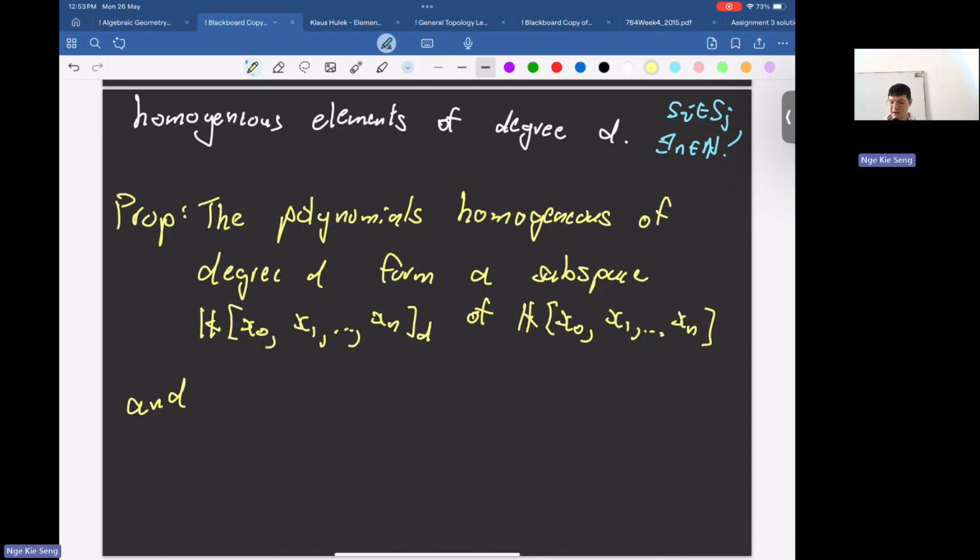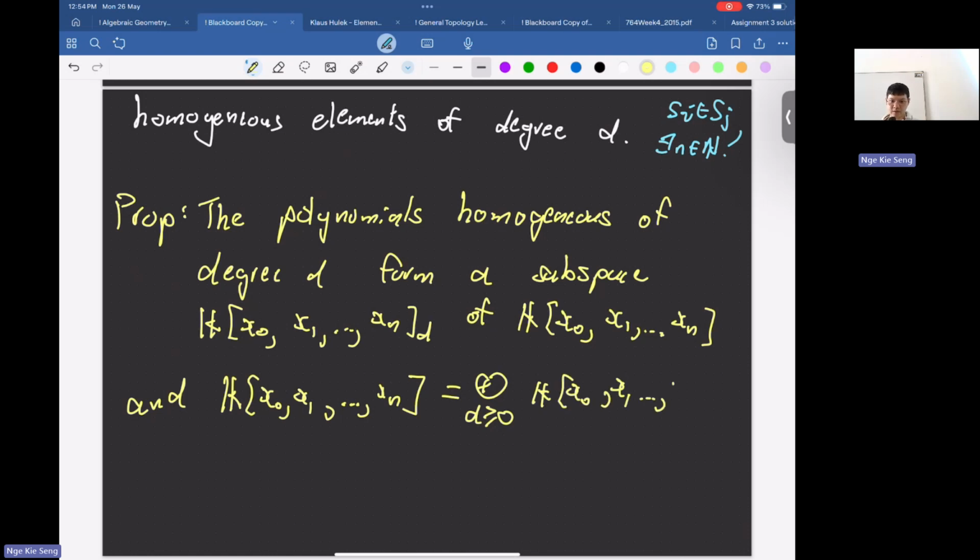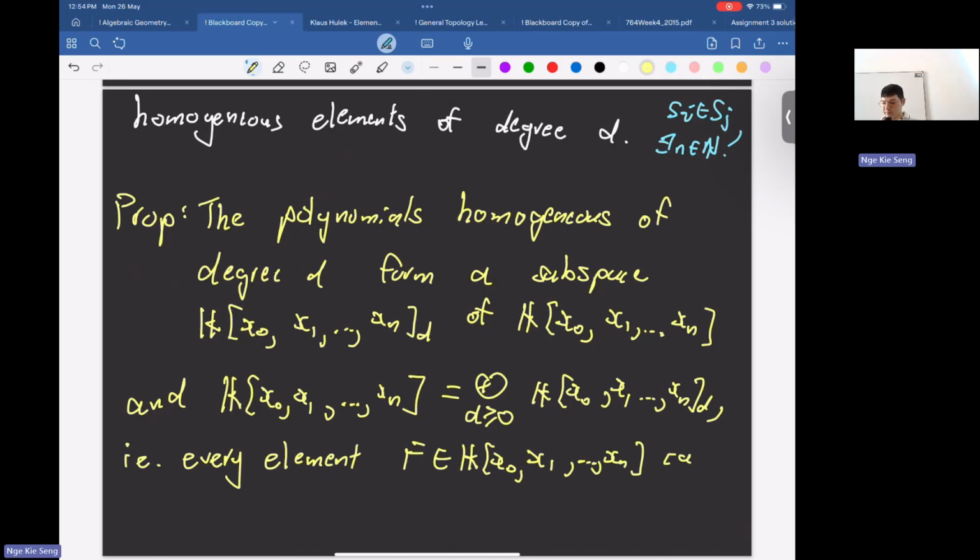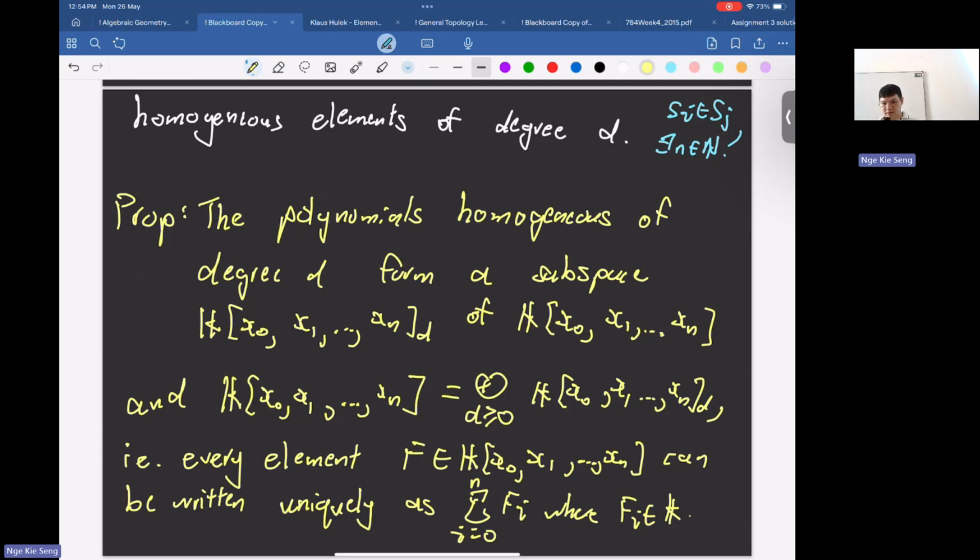Then you realize that the whole ring can be written as a direct sum of these homogeneous subspaces. Repeat again, what does the direct sum mean here? Whatever we wrote just now implies that every element inside this coordinate ring can be written uniquely as the sum of fi, where fi lives in the homogeneous degree i subspace.